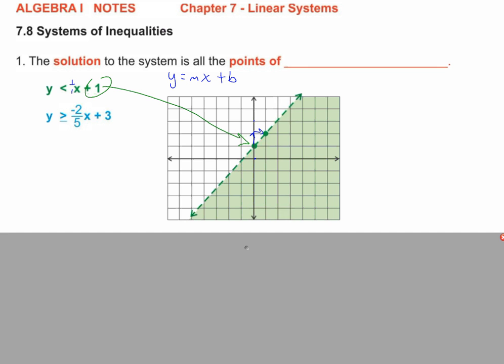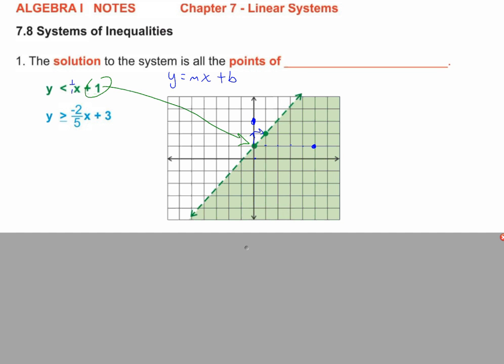I thought you knew what you were doing. I want to make sure. Okay, I agree. That's the positive 3. And now, Kaylin, how do I do my slope from there? Go down 2 and right 5. So from that y-intercept, I go down 2 and to the right 5. So down 2, 1, 2, 3, 4, 5, to the right 5. Do you agree?